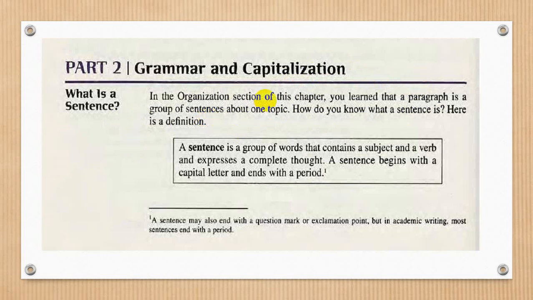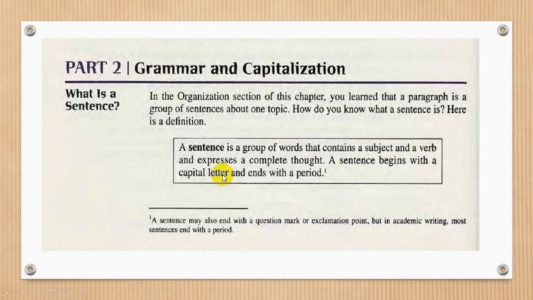How do you know what a sentence is? Here is a definition. Of course, this definition is required from you. A sentence is a group of words that contains a subject and a verb and expresses a complete thought.